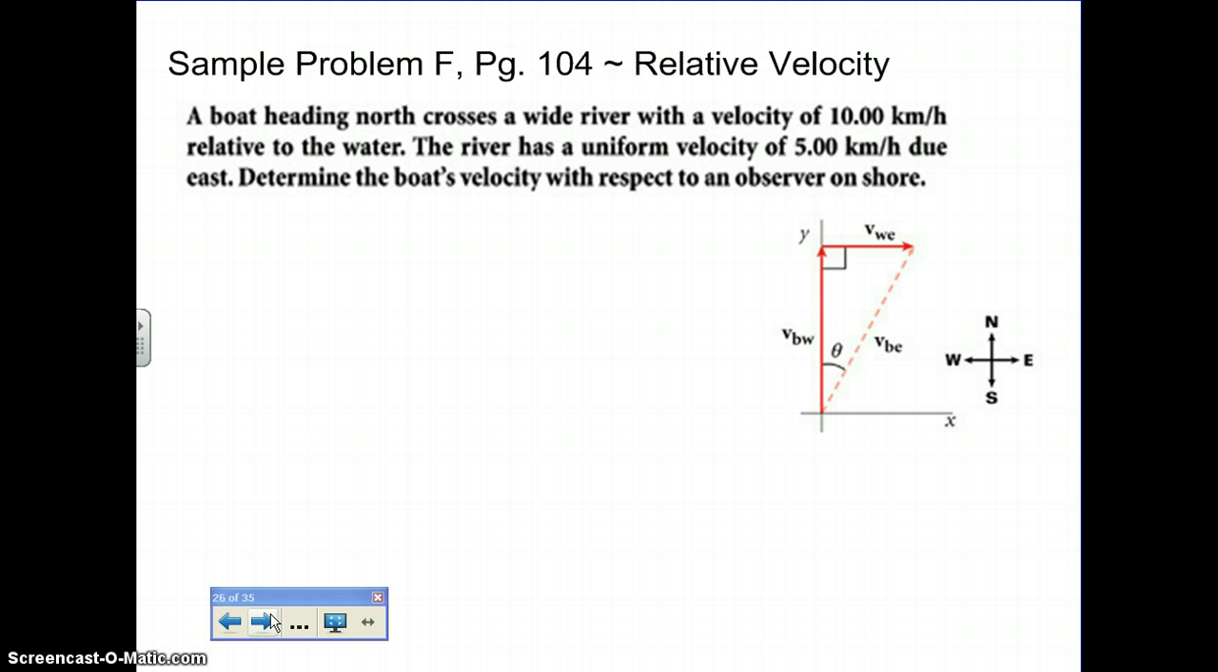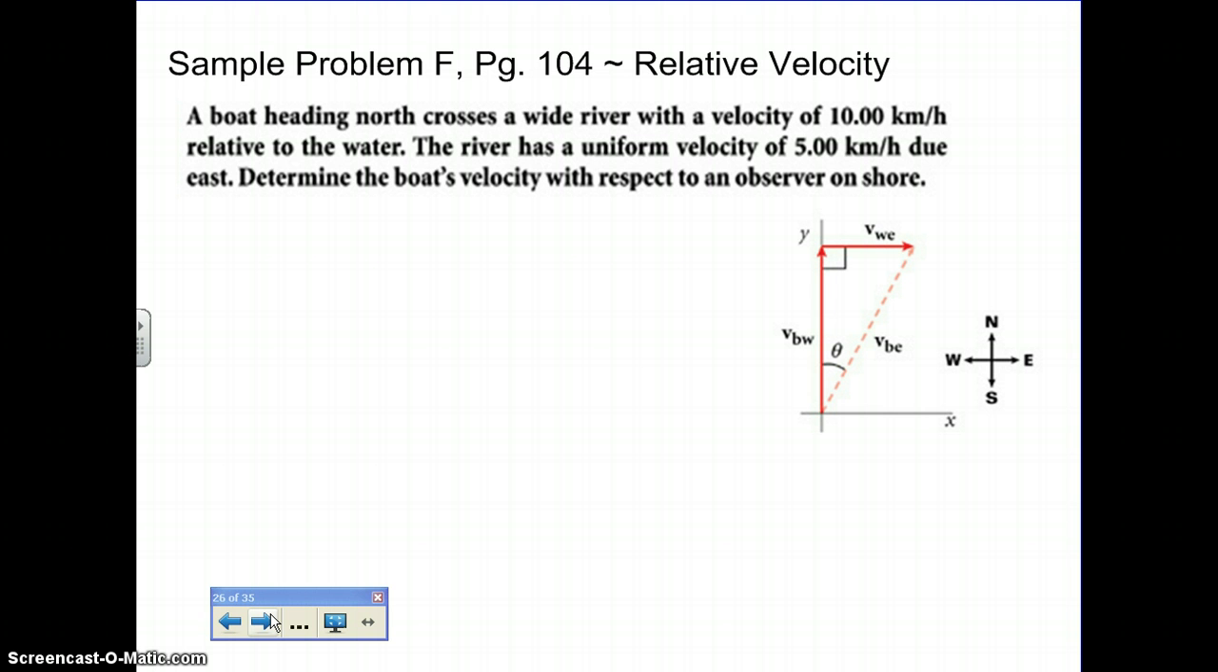So they kind of sort of deserve to miss that point, right? It's 10.00. That's 4 sig figs right there, not just the number 10, which only has 1 sig fig. So please write what you see. Anyways, the river has a uniform velocity of 5.00 kilometers per hour due east. Determine the boat's velocity with respect to the observer on shore.